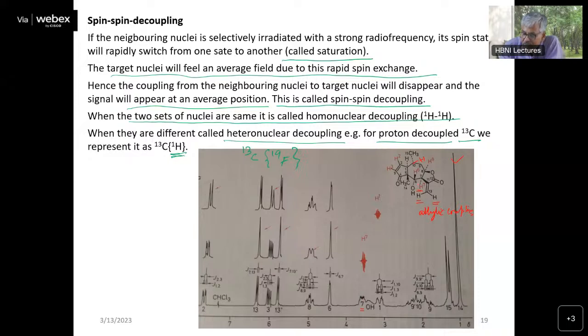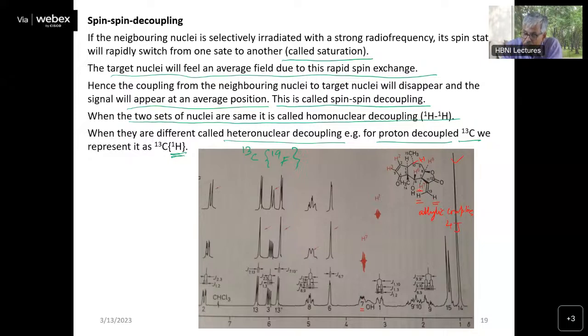Okay, if you remember, this is a 1, 2, 3, it's a 4-bond coupling. If you remember, 4J, I have told you that. So this is a 4J coupling. It happens. Okay, so you will see this allylic coupling.